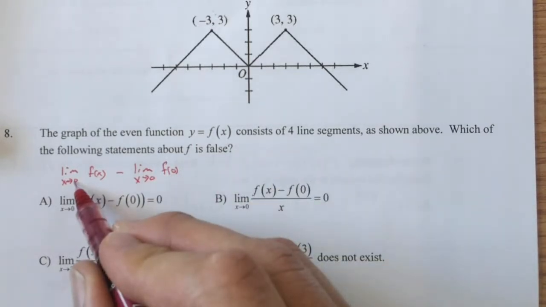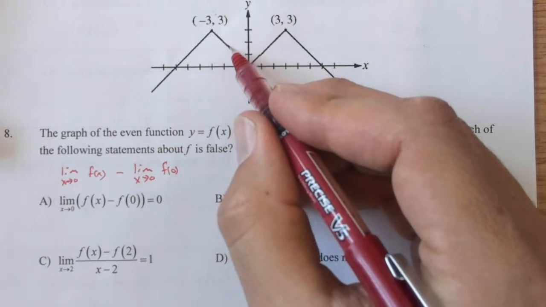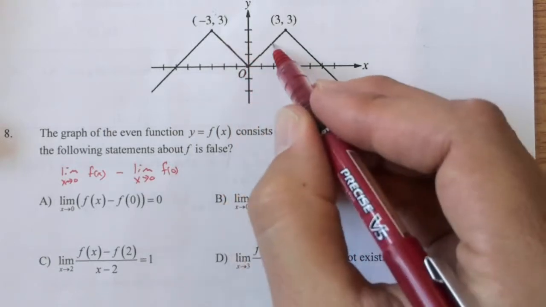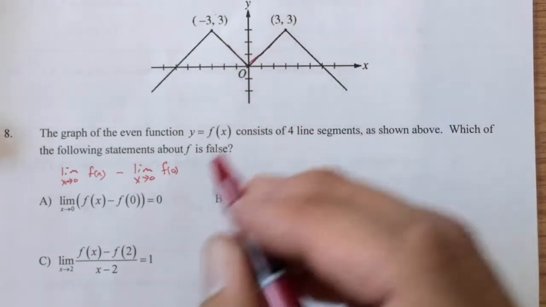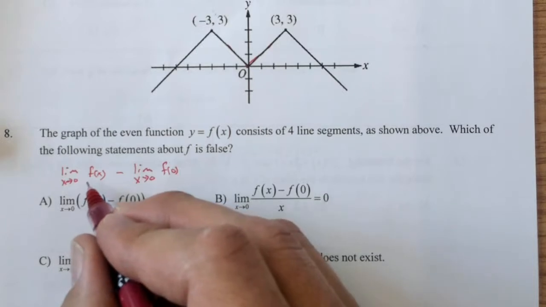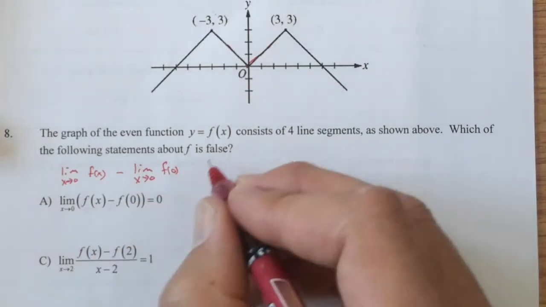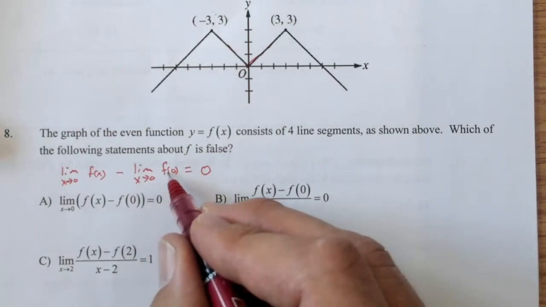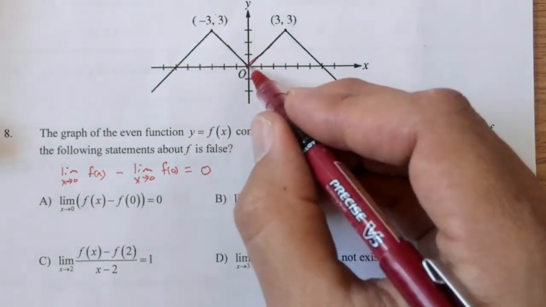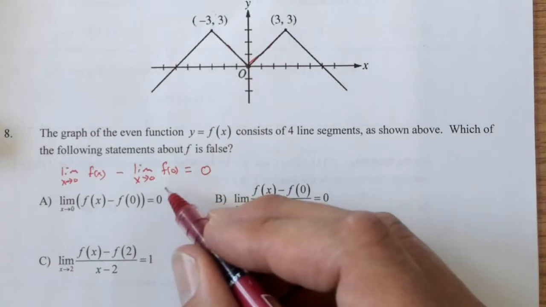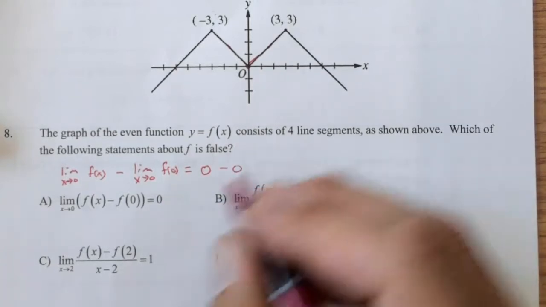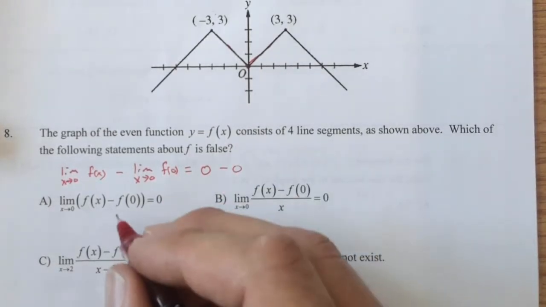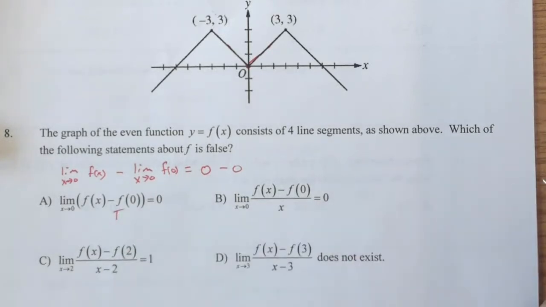So the limit as x approaches 0 of the function. This is our finger test. As we approach 0 from the left and the right, we see that we are heading towards 0. So this value right here is equal to 0. Now we need the limit as x approaches 0 of f of 0. f of 0 is 0. When we plug 0 into the function, we get 0. So 0 minus 0, which in fact is 0. So this is true. We're not going to choose option A.